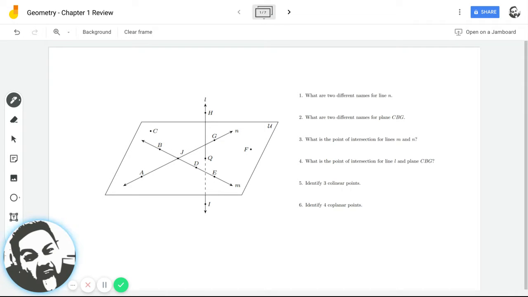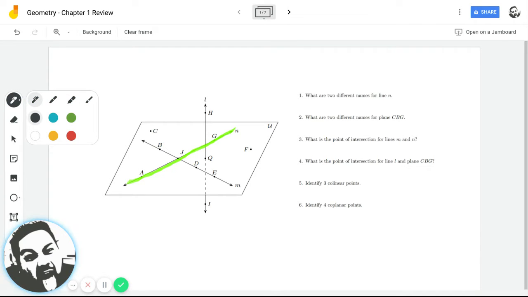So first thing I want to do is find where line N is located and highlight that, just so we know what we're talking about for this problem. And line N is right here. That's line N right there. So what's 2 different names for line N? Well, you could call it line N, right? You definitely don't want to use that name because they've already used it.